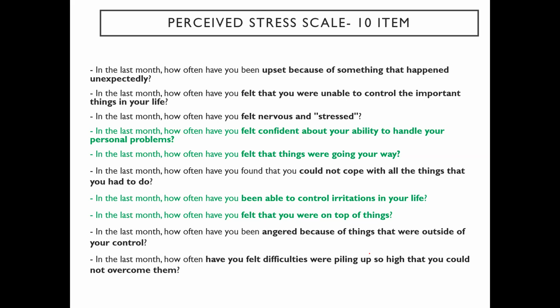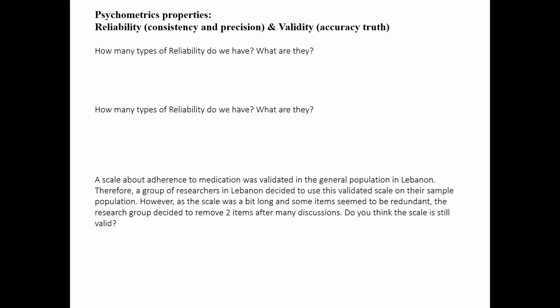But let's go to reliability. You said that it's consistency. It's the same scale that if we do it several times, we're going to have the same result. However, when we talk about reliability in the context of a scale, we have three types of reliability. The first one is internal consistency. The second one is inter-rater reliability. And the third one is test-retest reliability.